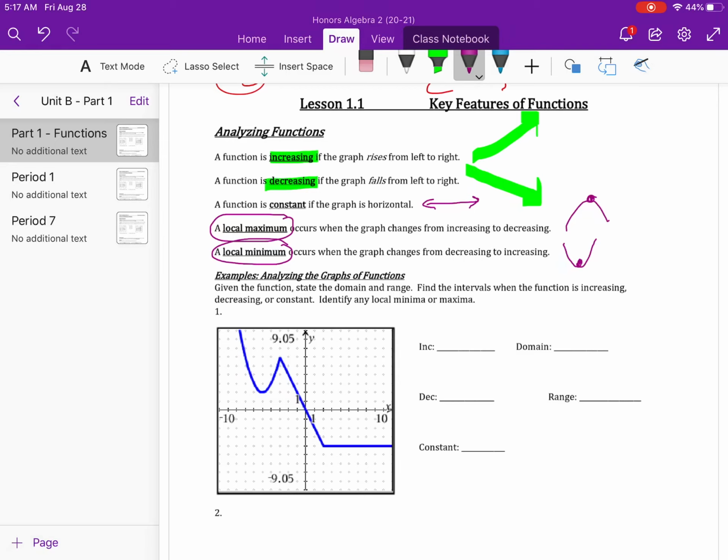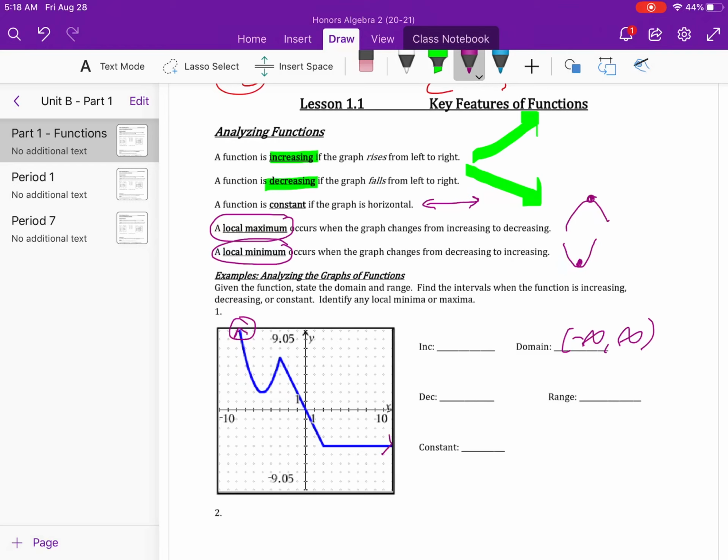And so what we're going to do is look at these graphs and identify the intervals on which these things happen. So let's pretend that these have arrows on them just to help us out. Let's start with domain and range. Domain, this is going forever to the left. If you look there, it's going left forever and it's going right forever. So the domain is from negative infinity to infinity.